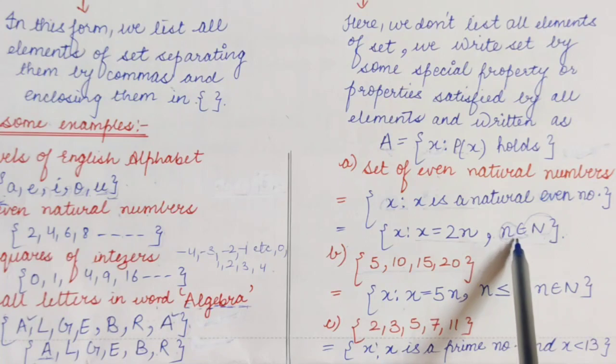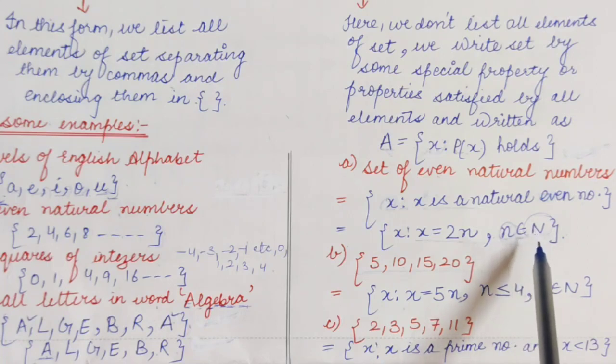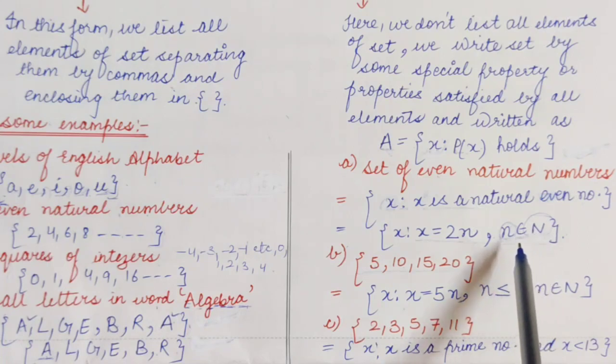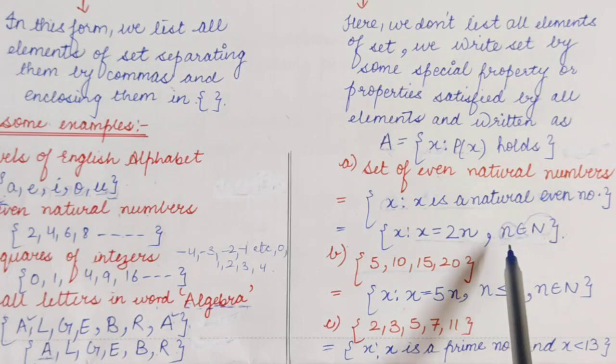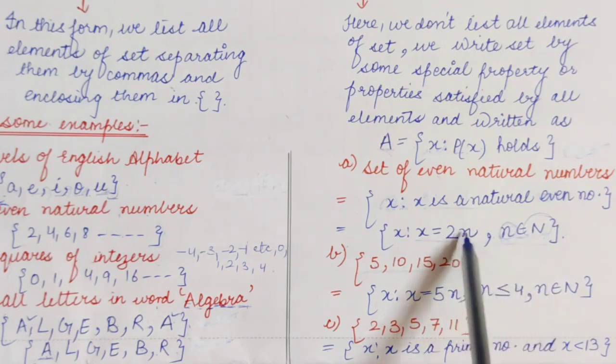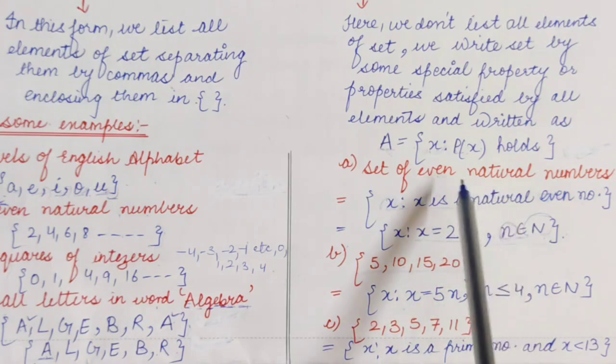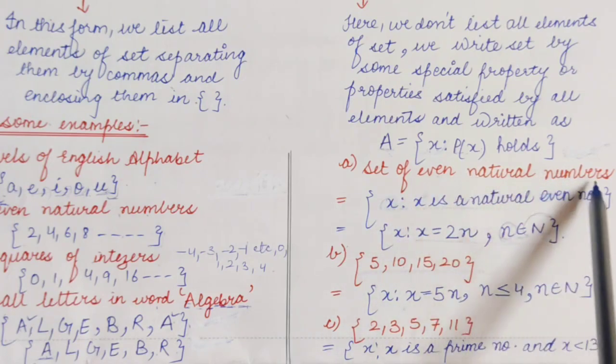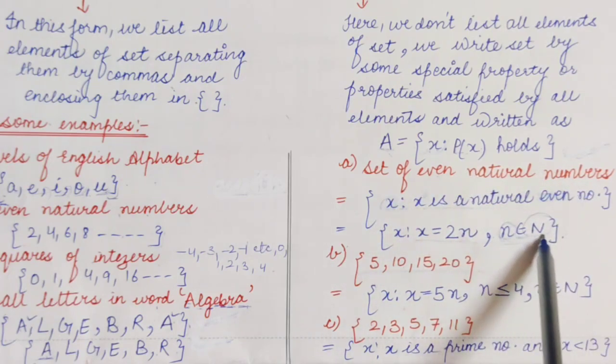Why have I written here only n? Why not w? Because if w comes here, it means it is the set of whole numbers. If it is the set of whole numbers, then definitely 0 will come over there. So 2 into 0 will become 0. But we do not want 0 here, because here we have to write even natural numbers. So I have written here n.